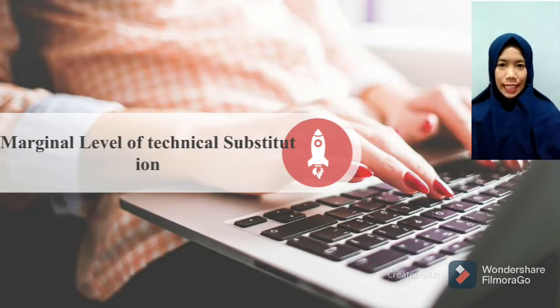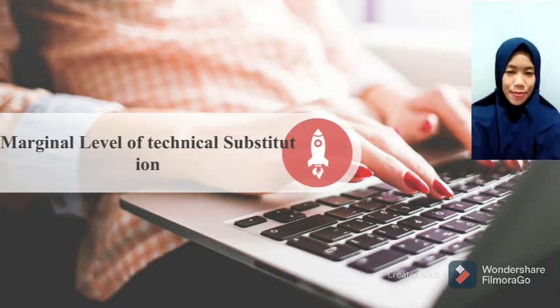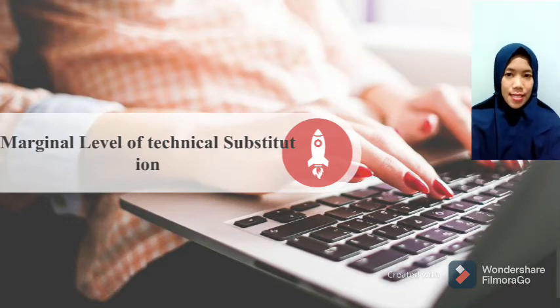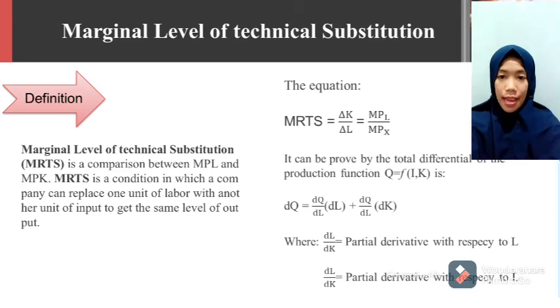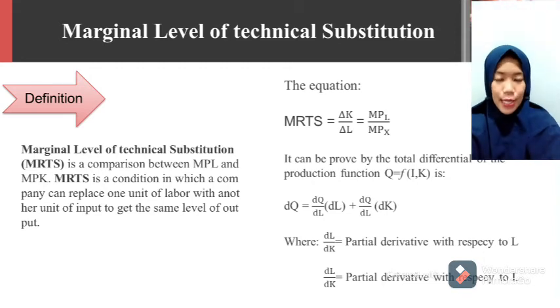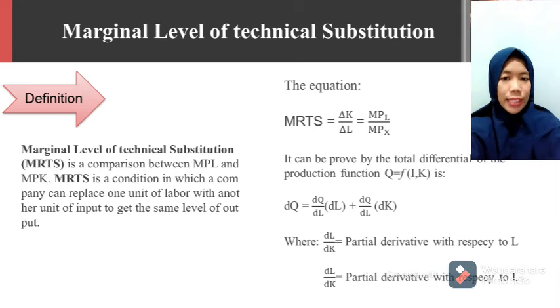Okay, the next material is the marginal rate of technical substitution. The definition of the marginal rate of technical substitution, or MRTS, is the comparison between MPL and MPK. So, the MRTS is a condition in which a company can replace one unit of labor with another unit of input to get the same level of output. Besides this, you can see the equation for MRTS.